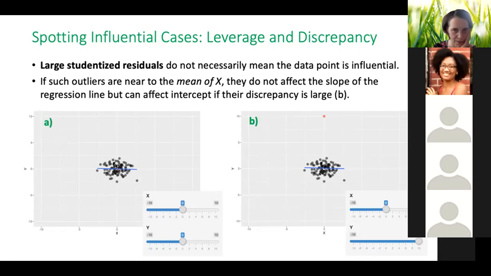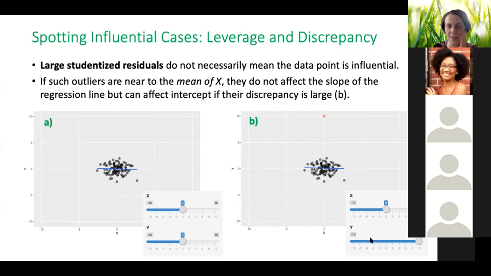So you see this data cloud here, this regression line, this blue line. And here we have a value that is very close to the center of X, so the leverage is very low, right? And for both cases the leverage is low. But the studentized residual is very, very small for this point. You can see that here, the X is 0 and the Y is 0. So that's really in the center of your data cloud.